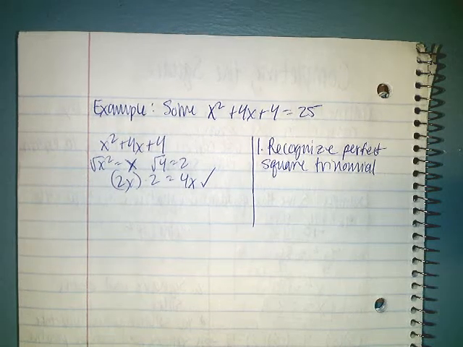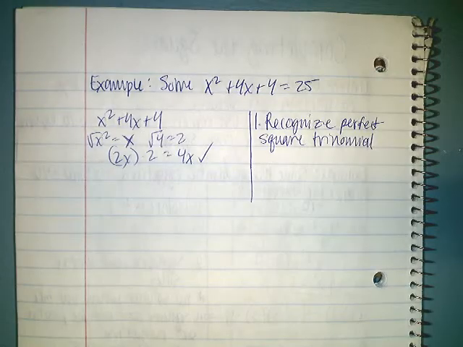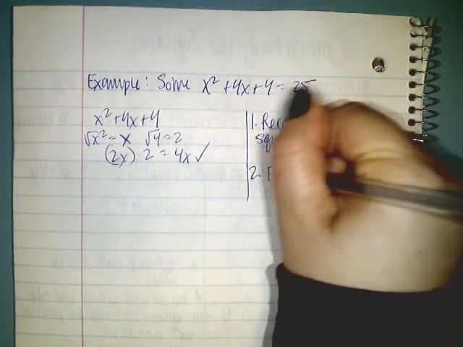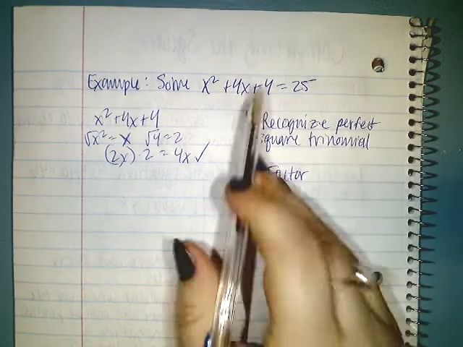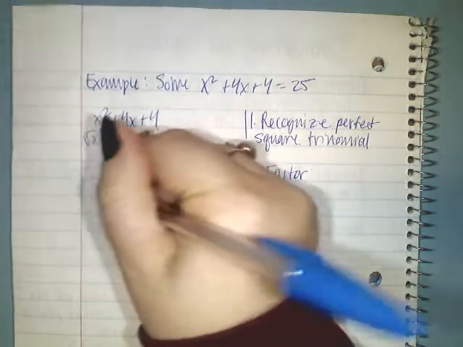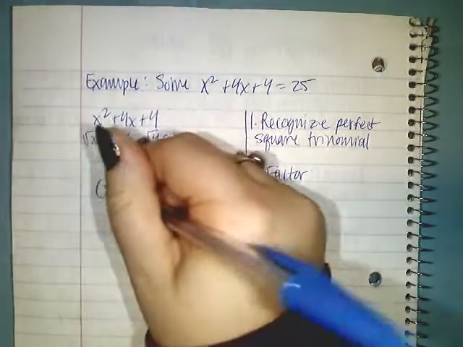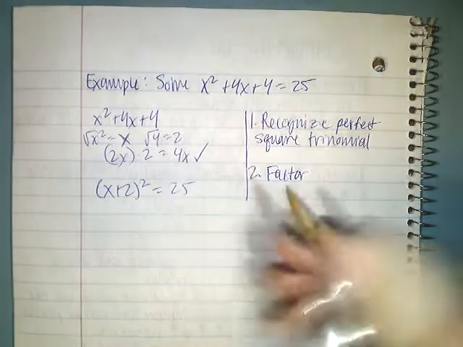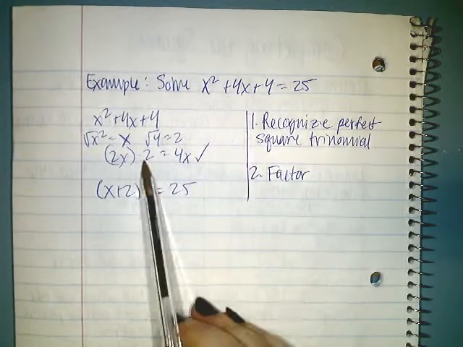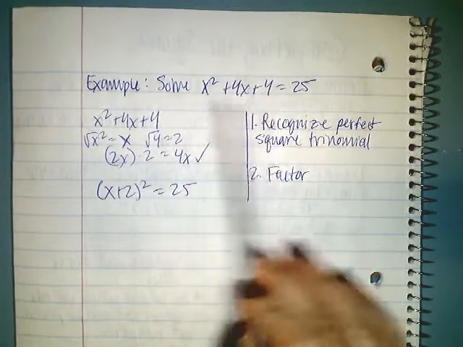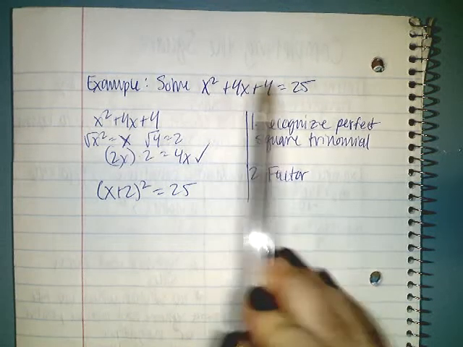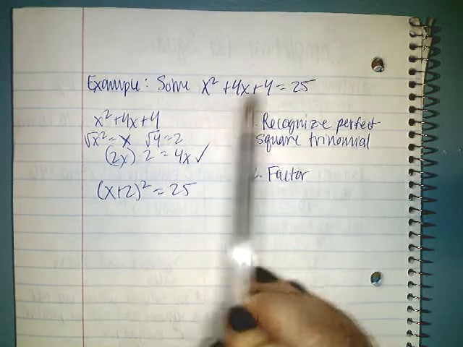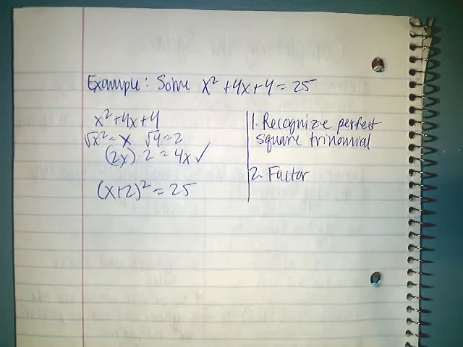If you didn't recognize that, that's all right because we will learn a process by which it won't really matter. So then I'm going to factor this. When I factor it, I know it's going to factor to x plus 2 squared equals 25. If you didn't recognize that it was a perfect square trinomial, you can still factor this. You just find factors of c that add to b since the a value is 1. So find factors of c that add to b, and you have your factors.